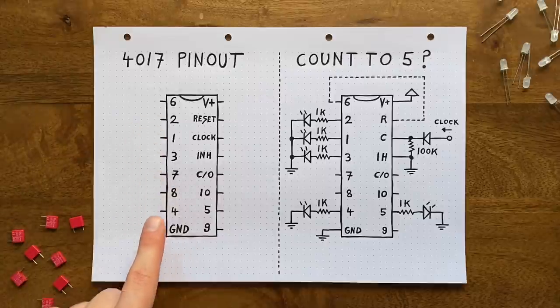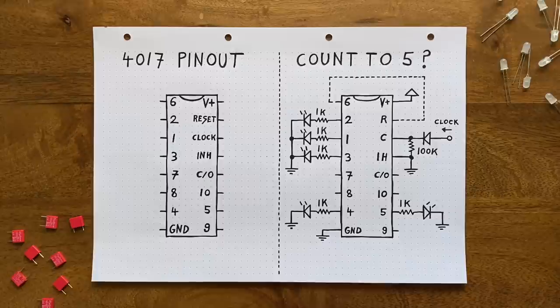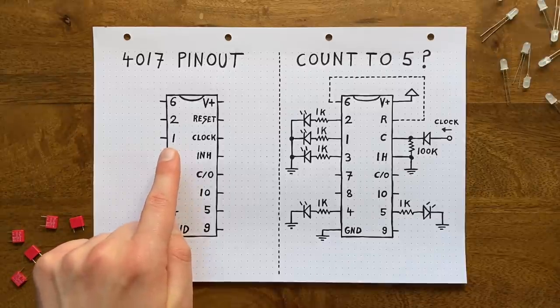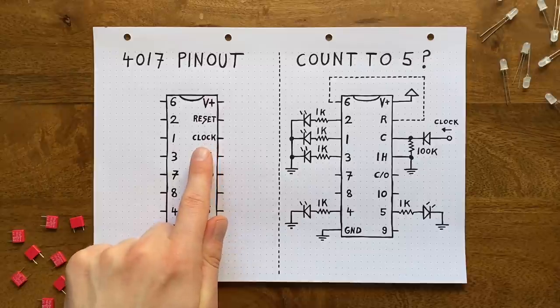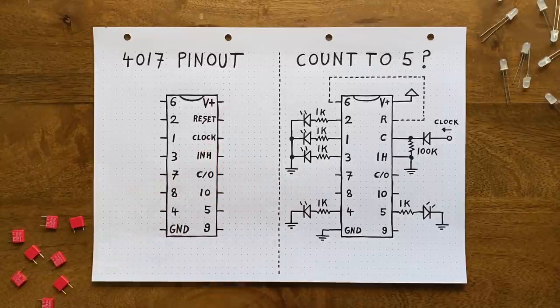For this, it has 10 count state outputs and a clock input. Here's how it works. When we fire the chip up, the first count state output will be on, meaning that it sends out a high-level voltage, while all the others will be off, meaning that they're sitting at ground level. This tells us that the current count is 1. Now, whenever the signal we apply to the clock input goes from low to high, the currently active count state output will turn off, and the next one will turn on, meaning that the count has increased by 1.